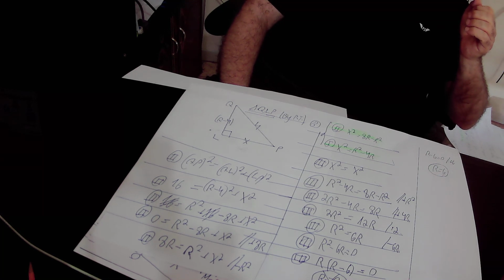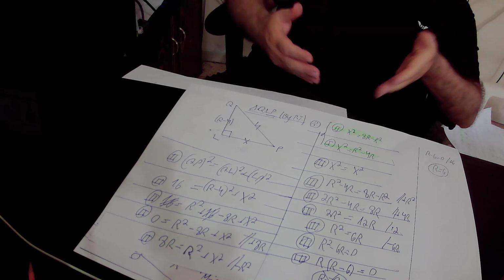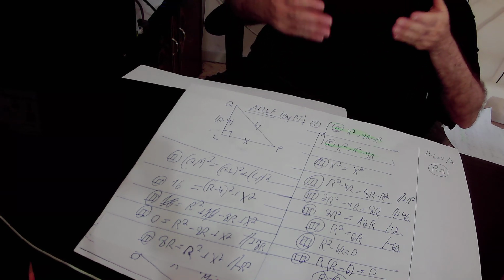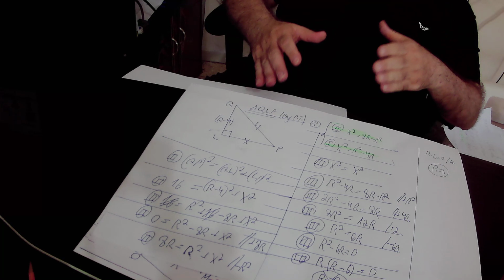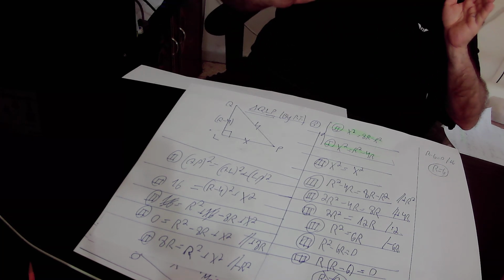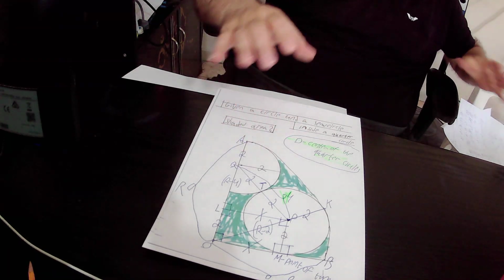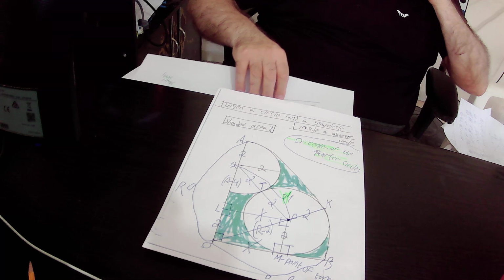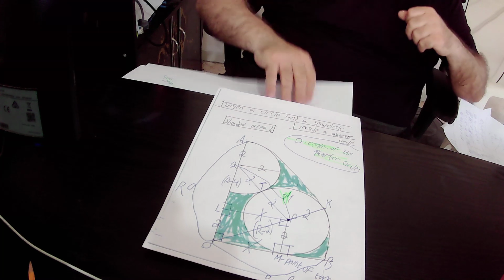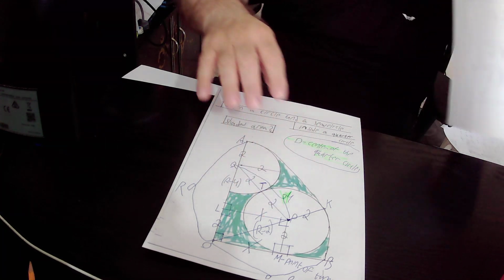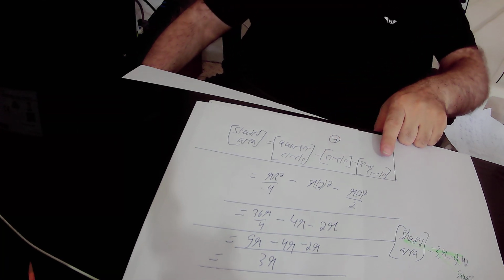Therefore, the area of the quarter circle will be equal to the area of the circle over 4. The area of the circle is pi R square, and pi R square over 4 will be equal to the area of the quarter circle when R equals 6. And what is the value of the shaded area? The value of the shaded area equals the area of the quarter circle minus the area of the circle minus the area of the semicircle. I'll repeat again. The value of this shaded area equals the area of the quarter circle minus the area of the circle minus the area of the semicircle.